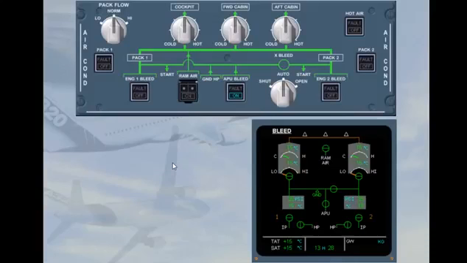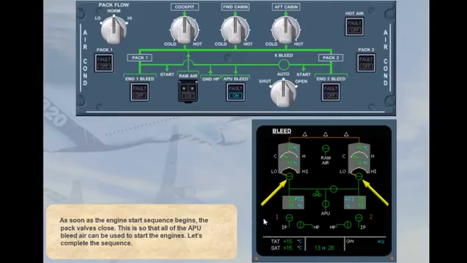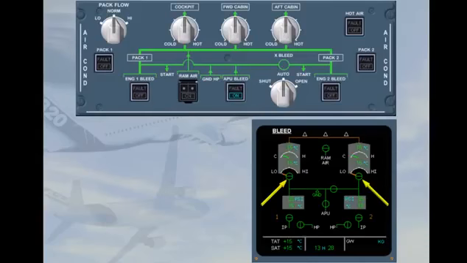As soon as the engine start sequence begins, the pack valves close. This is so that all of the APU bleed air can be used to start the engines. Let's complete the sequence. When the engine starting sequence is completed, the pack valves open and the APU bleed supplies the packs.